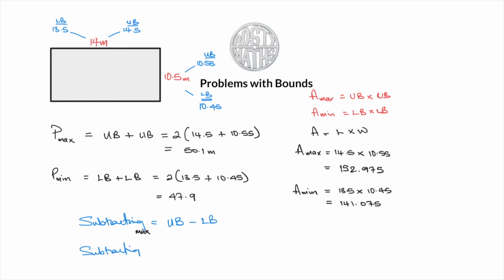If I want the subtracting minimum value or the minimum answer, again, I'm going to now go for the lower bound. I want the smallest possible number I can get, and I want to take away the biggest possible number from it to get the smallest possible answer. Okay, and so that's really pretty much straightforward.